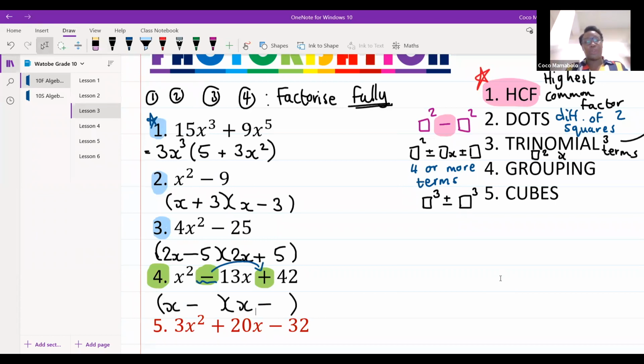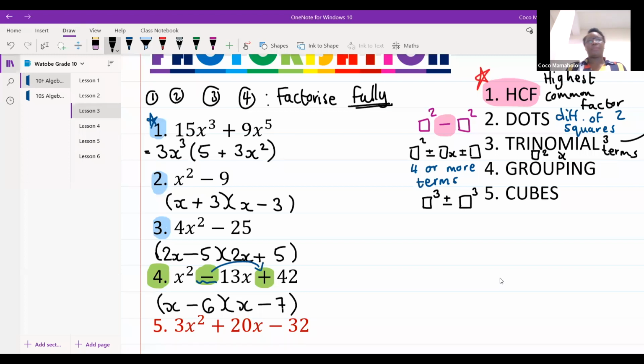Think of your factors of 42. I know it's not going to be 2 times 21. That's for sure. That's it. X minus 7, X minus 6. Good. Negative 6, negative 7. It doesn't matter which one comes first. I'm just going to put a 6 here and a 7 there.